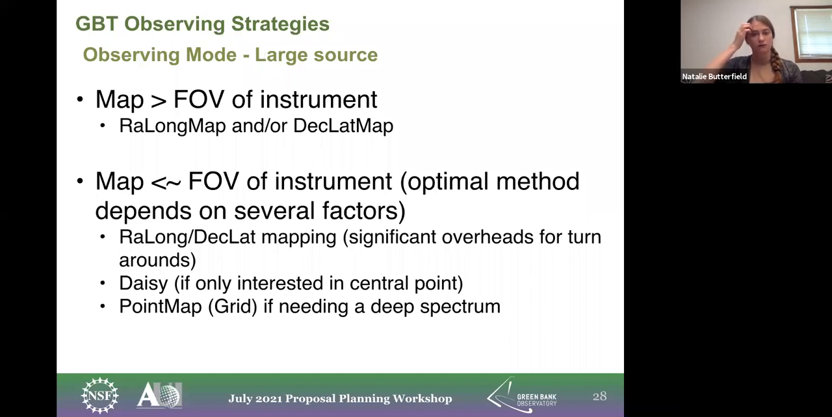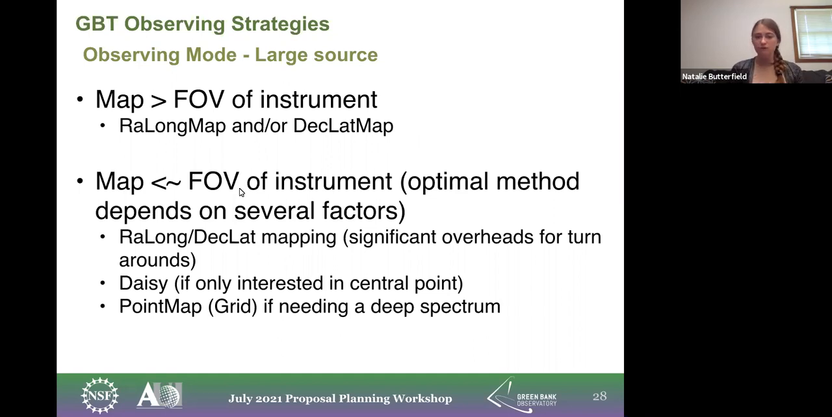All right, so for large sources, if you have extended sources, then you almost entirely would want to do some type of mapping. I will cover the different types of mapping in the mapping talk, but just to briefly go over: if you have a very, very large map that's much larger than the field of view of your receiver, then you will want to be doing what's known as an RA long map or a dec lat map. And when we do the mapping calculator, I'll show you where those acronyms pop up.